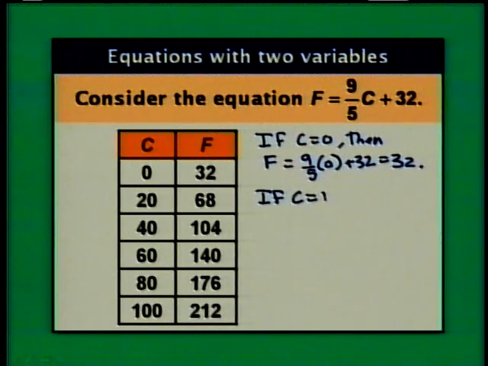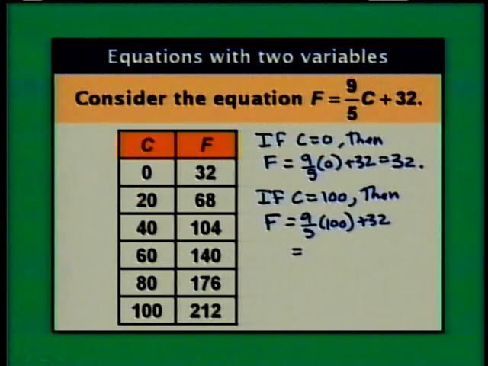If C equals 100, then F equals 9/5 times 100 plus 32. Let's see, 5 goes into 100 20 times, so that's 180 plus 32, which is 212. So this is telling us that when the temperature is 0 degrees Celsius, the Fahrenheit temperature is 32 degrees. That's freezing, and then the boiling point, 212 degrees Fahrenheit, corresponds to 100 degrees Celsius. But we can generate solutions to this equation all day.